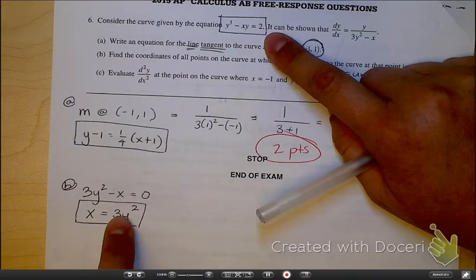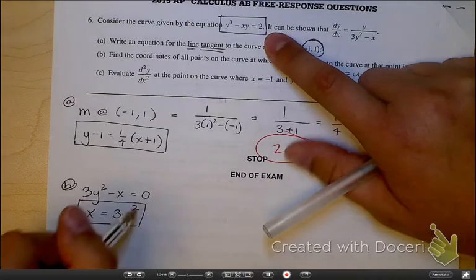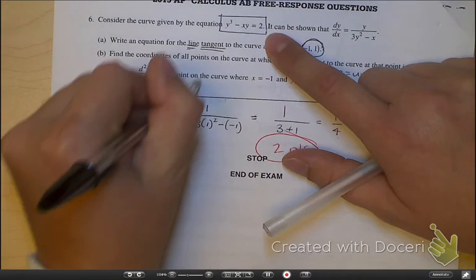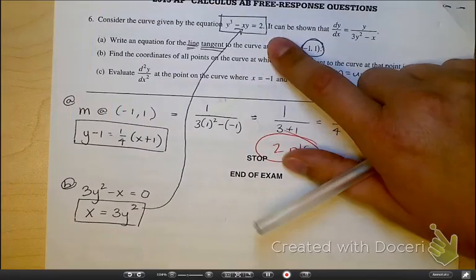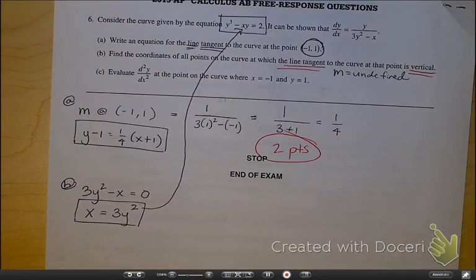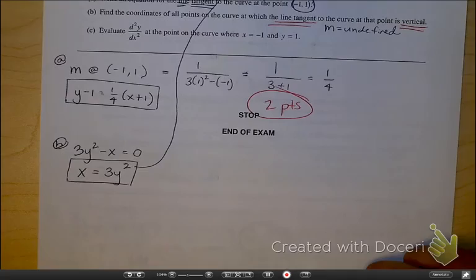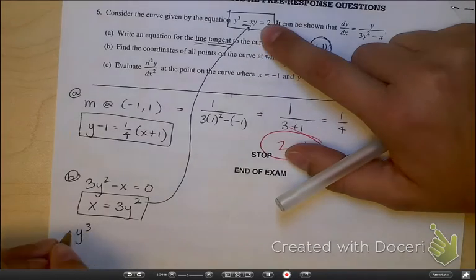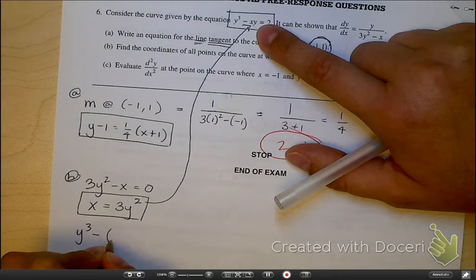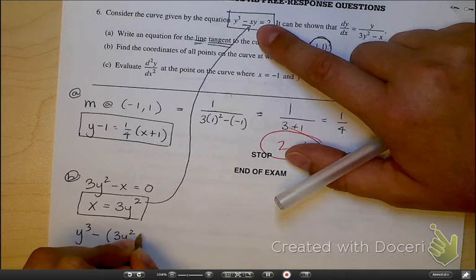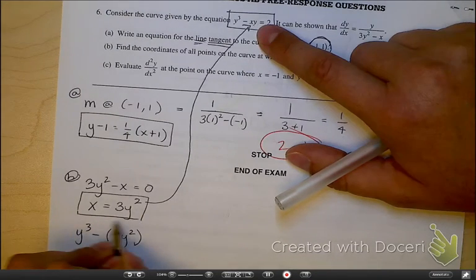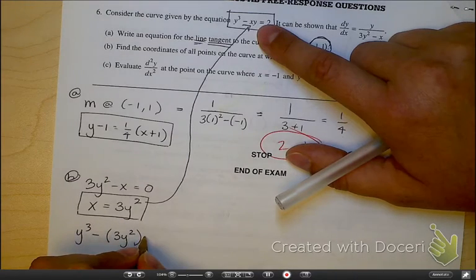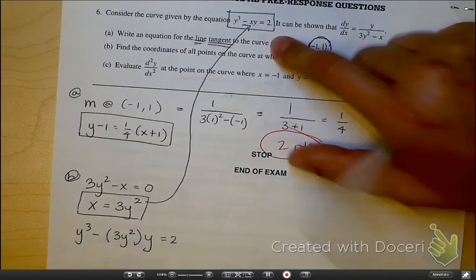So I already have x equals 3y squared. Why don't I just take that and plug it into this function everywhere I see an x, and we'll just do it by substitution. So if I do that, I get y cubed. So I'm just rewriting this equation up here. Y cubed minus x, which is 3y squared. And again, I'm just doing that substitution from what we just figured out right here, times y equals 2.